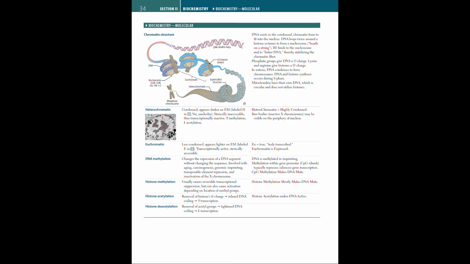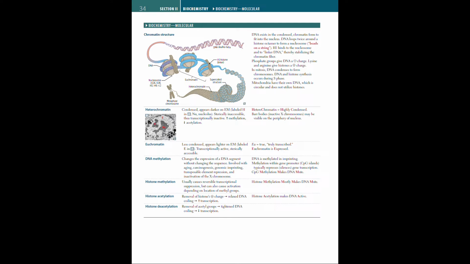So let's start. So this is biochemistry molecular. Here you can see the DNA, the nucleosome, the chromosome in the metaphase. Here it's the opening, the heterochromatin. We'll go through all of the topics and everything mentioned over here and below. So let's start reading. The DNA exists in condensed chromatin form to fit into the nucleus. DNA loops twice around a histone octamer to form a nucleosome. It's like beads on a string.